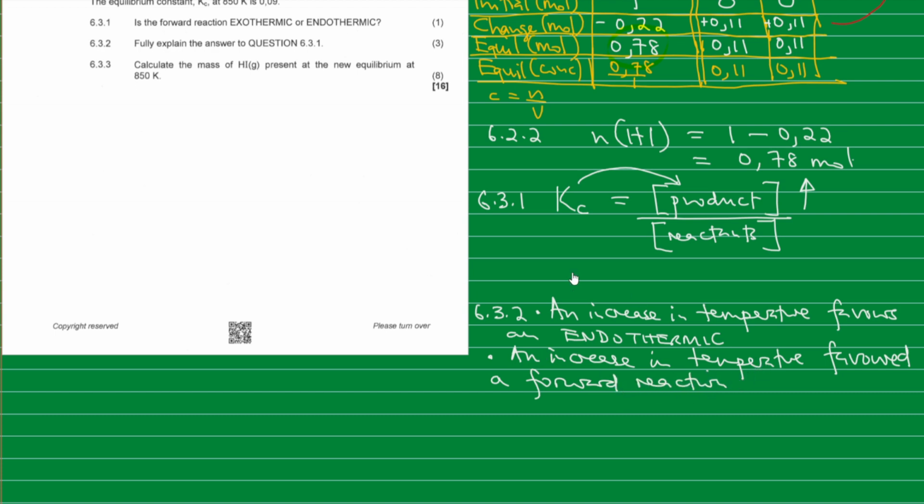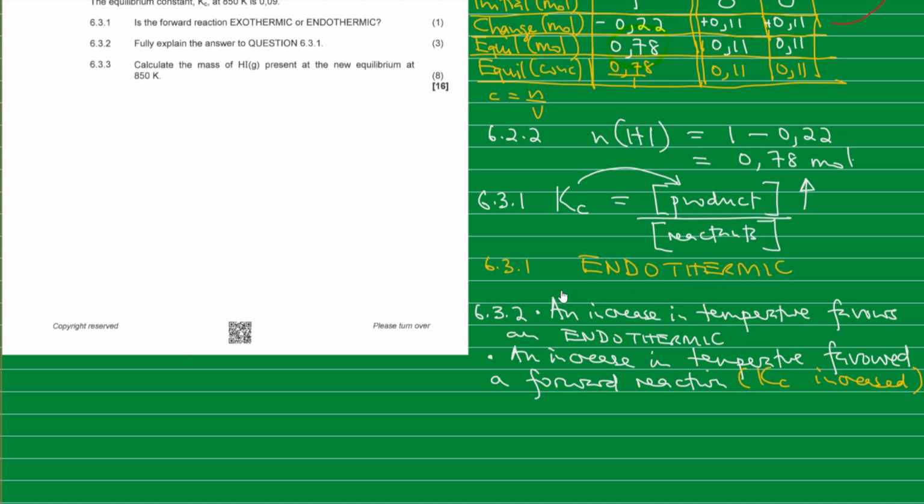How do we know that forward reaction was favored? Because the Kc, the equilibrium constant, was increased. Okay, it increased from 0.09. So we know that an increase in temperature favored a forward reaction. When a Kc increases, it implies that we formed more products. So when we form more products, it means our reaction is favoring forward. Now, by deduction, we can see that if an increase in temperature favors endothermic, and that endothermic reaction is a forward reaction because Kc increased, we can go back here to 6.3.1 and say therefore our forward reaction was endothermic.